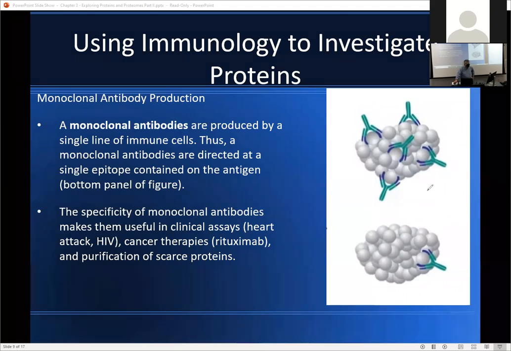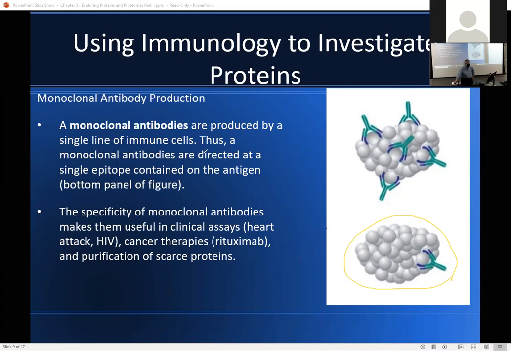Top panel, this is what happens with a polyclonal. Down here, this is an example of using a monoclonal antibody. So we have one antibody derived from one cell line, and it just recognizes one single epitope on our protein of interest that we immunized our mouse with. So monoclonal antibodies are produced by a single line of immune cells.